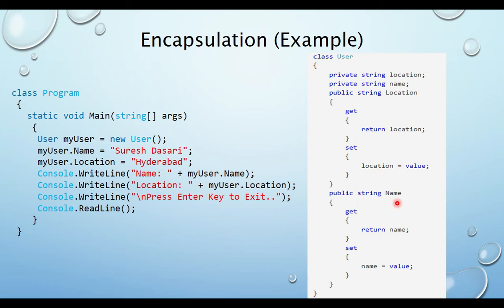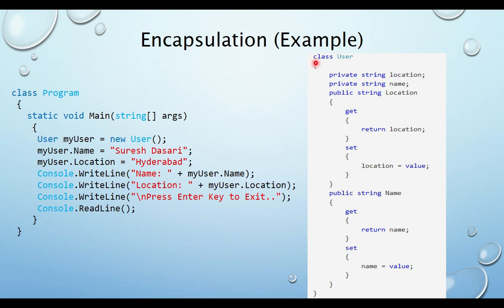For our Name property, we have the same pattern. We have the getter and setter. The get portion will return the value of our name field, and then the set portion will assign a value to our name field. So using this class, we'll be able to hide the definition of these properties and fields. After defining my user object out of the User class, we'll be able to use the properties of our myUser object, such as name and location. But we don't know how this name and location were created because they are all encapsulated using the class User.